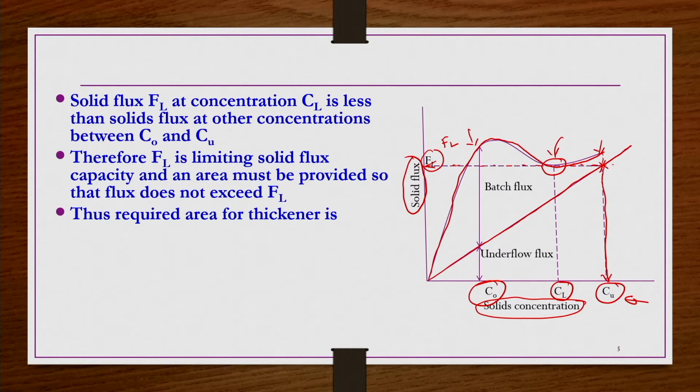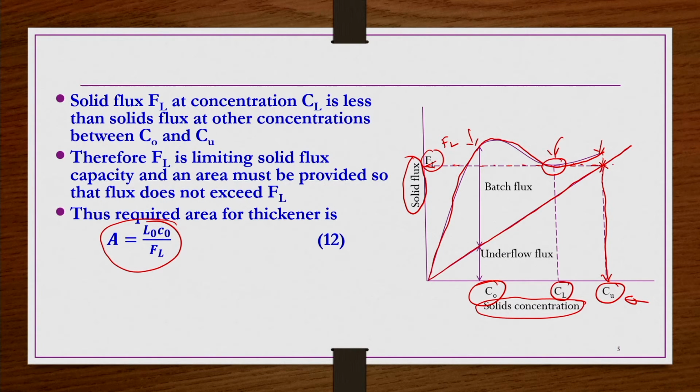Therefore, the required area for the thickener we can get as A equals L naught C naught by Fl. So, now we can see it is so simple for a continuous thickener. If you are able to find out the solid flux of the rate limiting layer, that is the limiting solid flux capacity Fl, you do not need any other information to calculate the required area for that particular thickener.